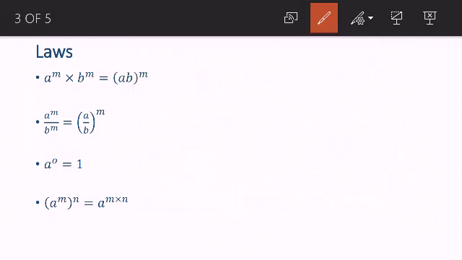Okay, the next rule is that a raised to power 0 is equal to 1. That means any number raised to power 0 is equal to 1. 100 raised to power 0 is 1. 1000 raised to power 0 is 1.